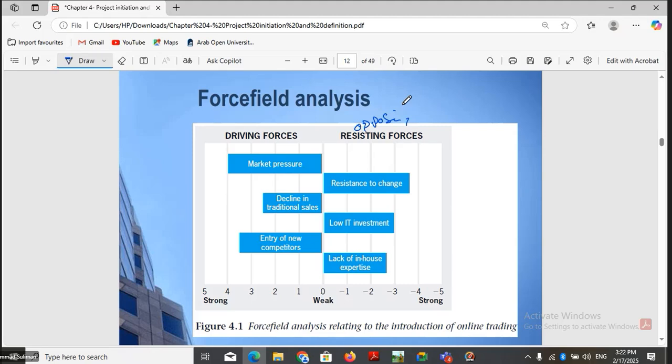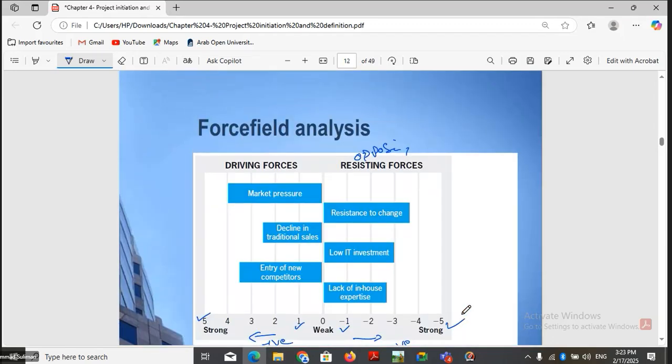So this figure shows that we are going to put the driving forces on a positive scale and opposing forces on a negative scale. A driving force of 1 means it may support the project, but it is a weak support. A driving force of 5 means it is a strong support. Similarly, a -1 resisting or opposing force means a weak oppose, and -5 means a strong oppose, or in between.